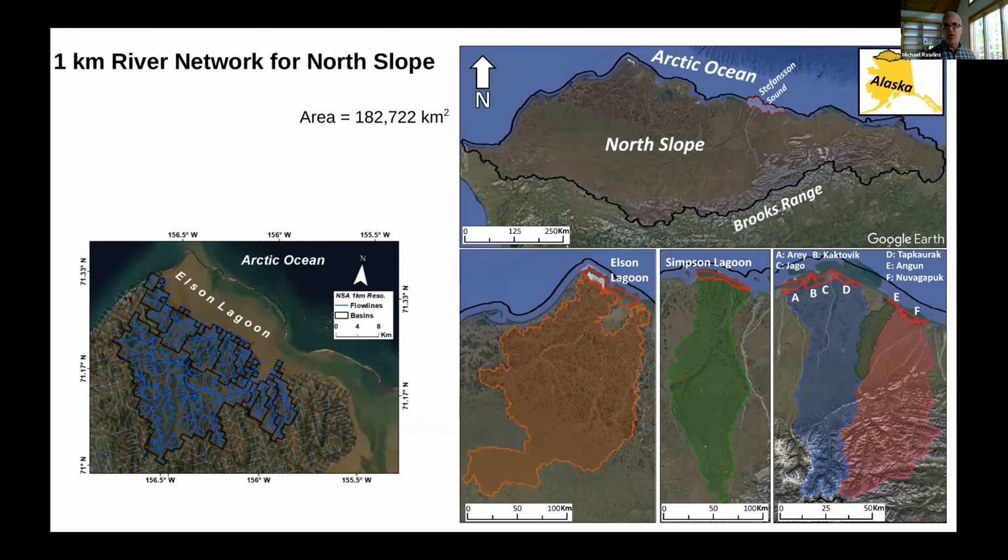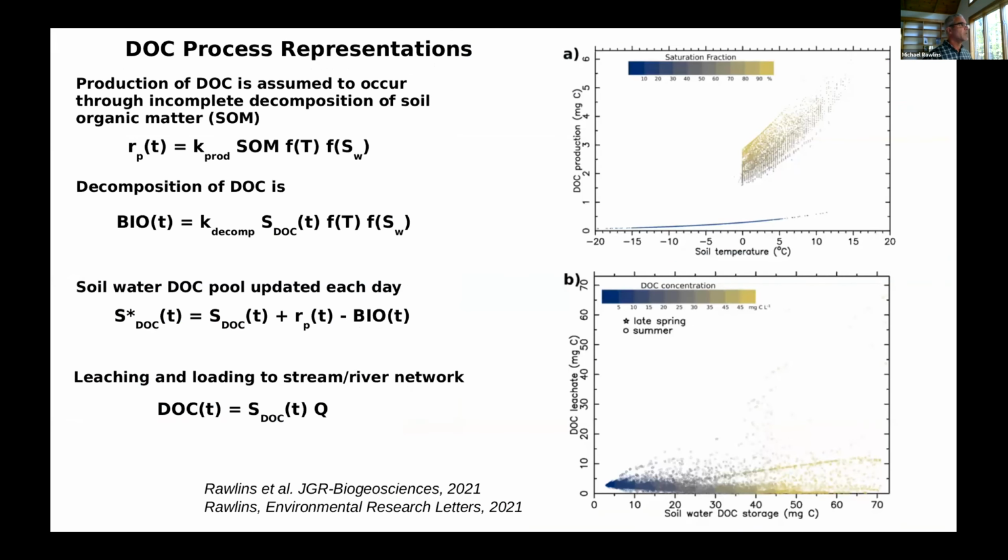We've got defined all these different watersheds that will give us at 1 kilometer resolution the terrestrial hydrology, the drainage, freshwater, and dissolved organic carbon fluxes. The permafrost water balance model was recently updated to include DOC process representations. So DOC processing, DOC production is essentially a function of soil organic matter content.